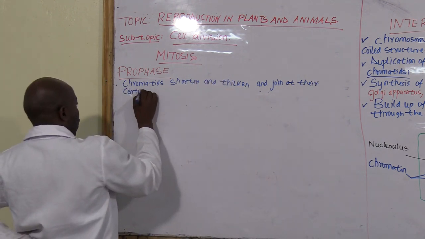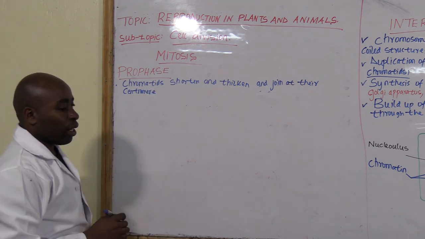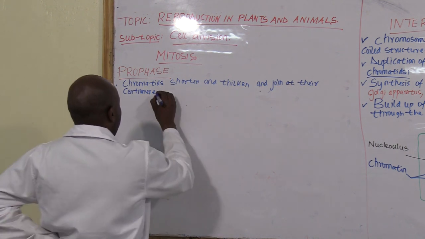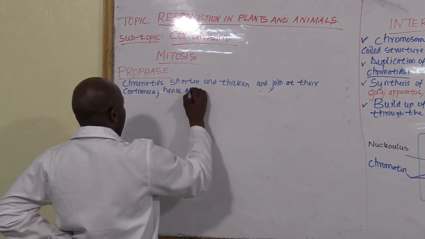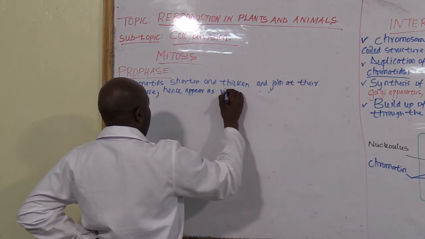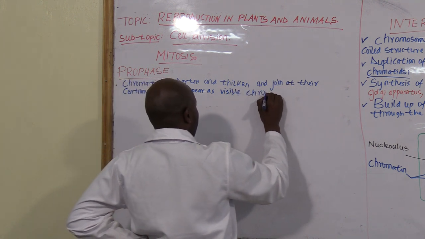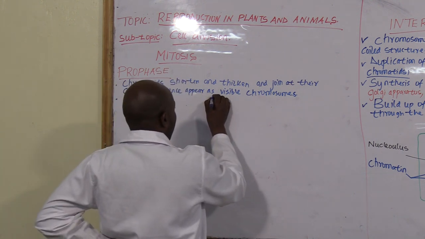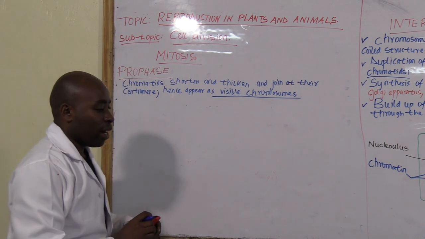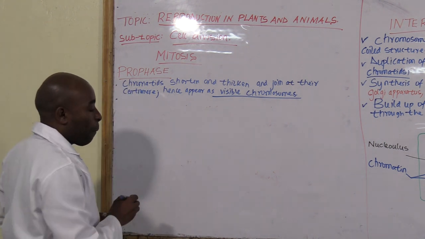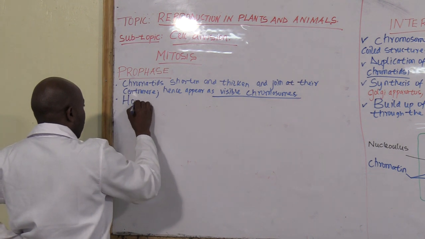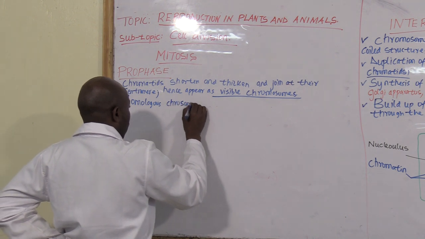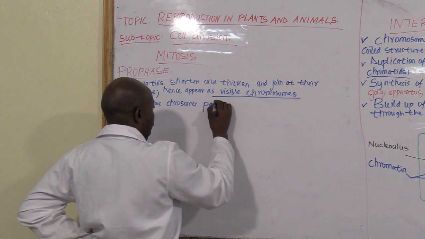And join at their centromere. Once they join at the centromere, they appear as visible chromosomes. So chromosomes will be visible going forward. Number two is that homologous chromosomes pair up.